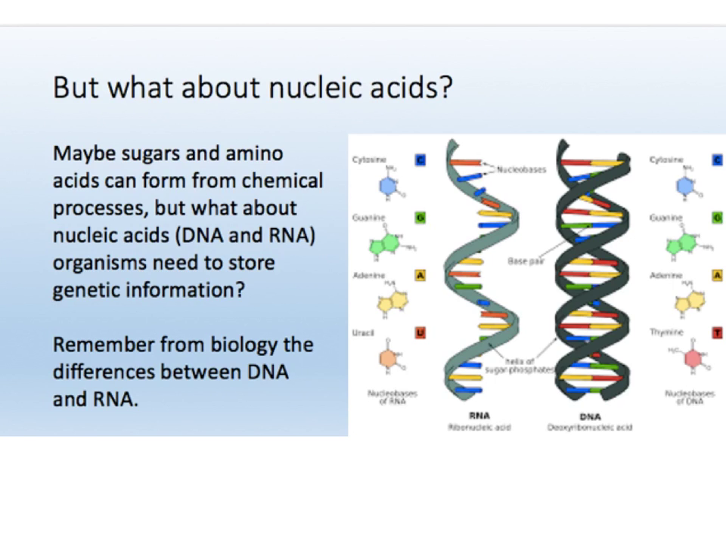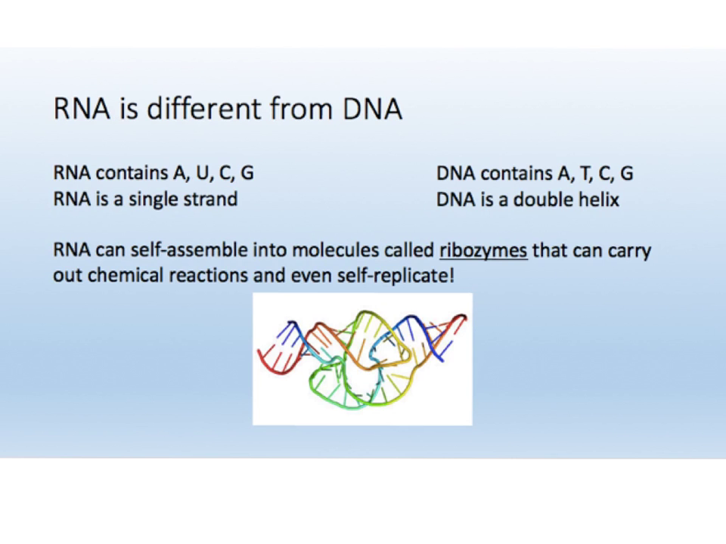Now, with the case of living things, we have nucleic acids, either the DNA or RNA information that living things use to store their genetic codes. So, here we see examples of both the single-strand RNA and the double-stranded DNA that use the different nucleic acid bases. Remember, cytosine, guanine, adenine are common to both, and then DNA uses thymine, where RNA uses uracil. So, there are some major differences between DNA and RNA.